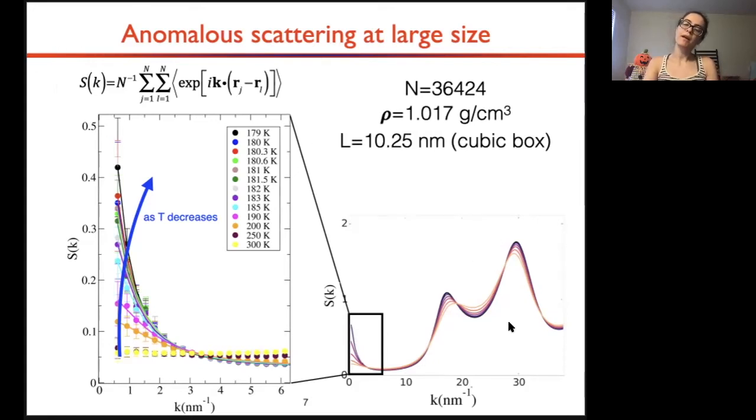Now, for people who may not know, the structure factor is simply the Fourier transform of the radial distribution function, or g(r). And in the reciprocal space, or in the k domain, the increased correlations reflect themselves in the low-k region. That's the reason why I'm zooming in here. You can clearly see the substantial growth in the correlations as temperature decreases.